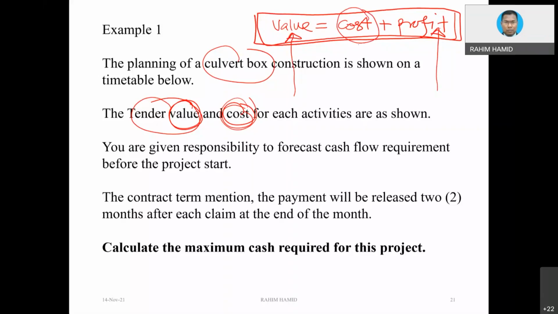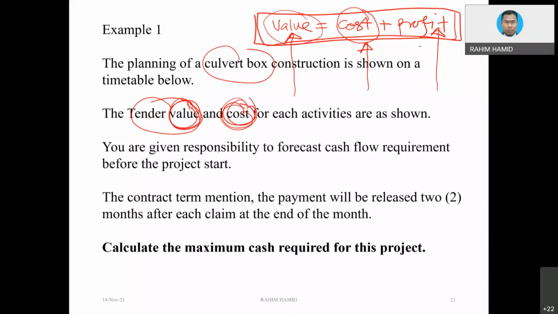Sometimes we give the cost and then we give the profit. Then you can also calculate the value, because if you take the cost that you are already given plus whatever profit is given, you add those things up, then you will get the value. But in the first example, both value and the cost are given. I will show you the data.